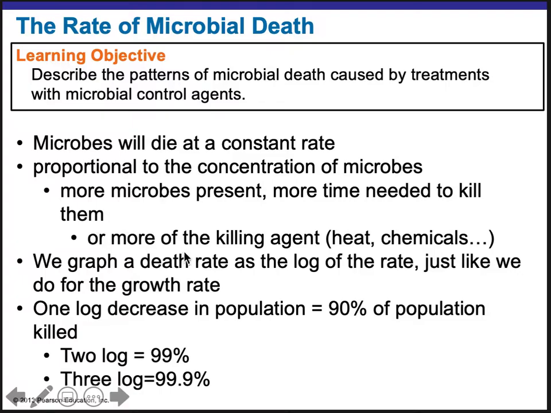And of course, the more of the killing agent that you use, so the higher the heat or the more concentrated the chemical, then you will speed up that rate of killing. So killing is dependent on how much of the microbe or how much of the organic material is present and how much of the killing agent is present, right? We have a graph we'll look at on the next page that demonstrates this, okay?